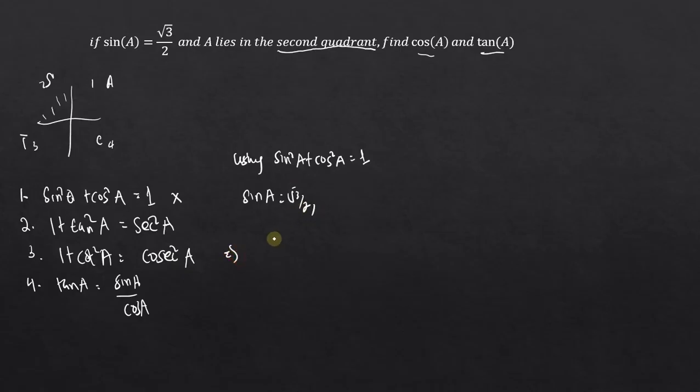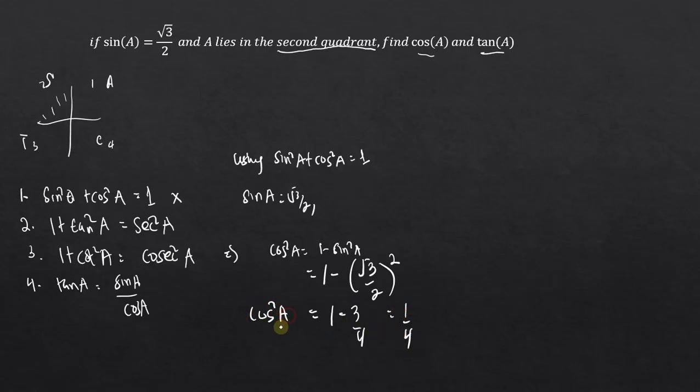So now we have cos squared A equal to 1 minus sine squared A. And this should be 1 minus, in brackets, square root of 3 over 2 all squared. This gives us 1 minus 3 over 4, which gives us 1 over 4. So this is equal to cos squared A. So cos A will be equal to plus or minus square root of 1 over 4, which gives us plus or minus 0.5.